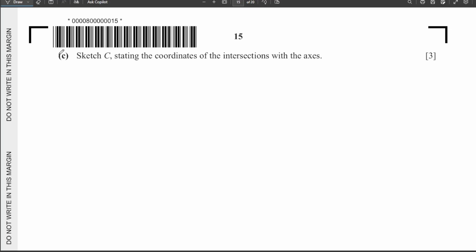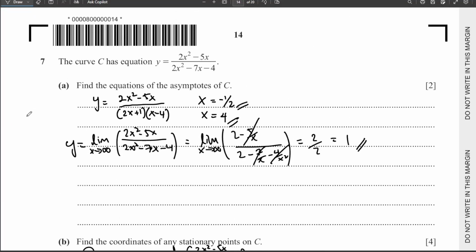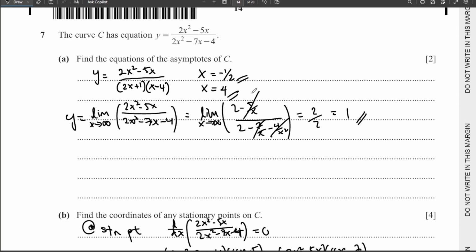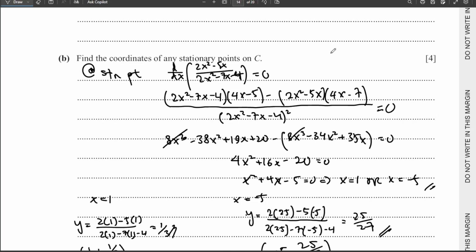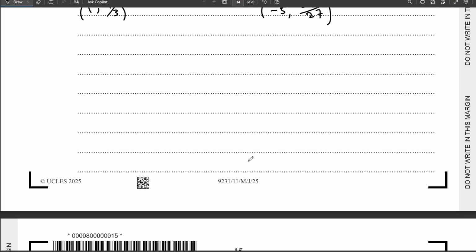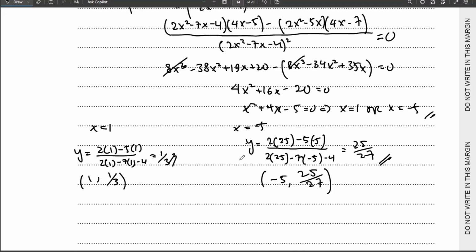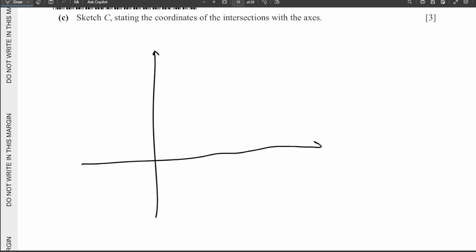Okay, question C, now we want to sketch it. So these previous questions are kind of guiding you, giving you hints on what information you need. Obviously you have your vertical and horizontal asymptote, and then you have your stationary points that occurred at these 2 points. So what else we need is the intercepts, right? So maybe we can sketch out an axis first. Please use your ruler for this step.